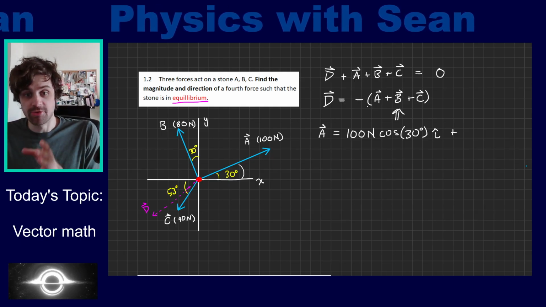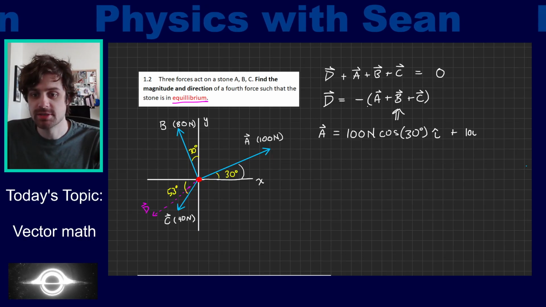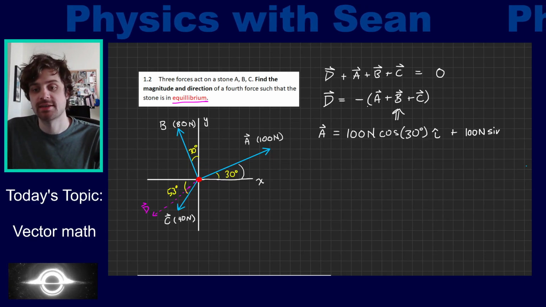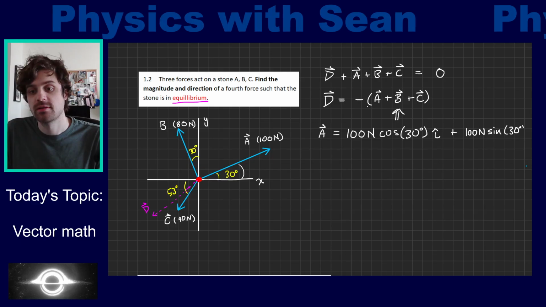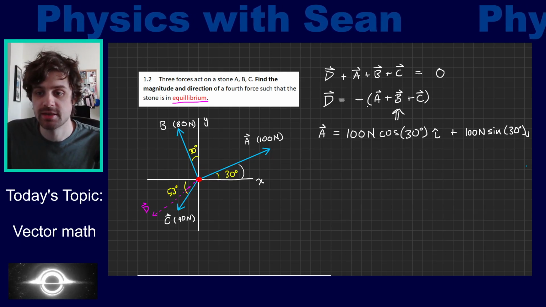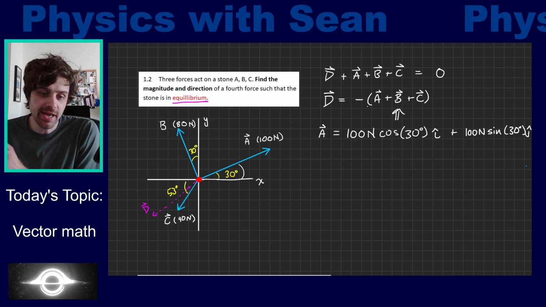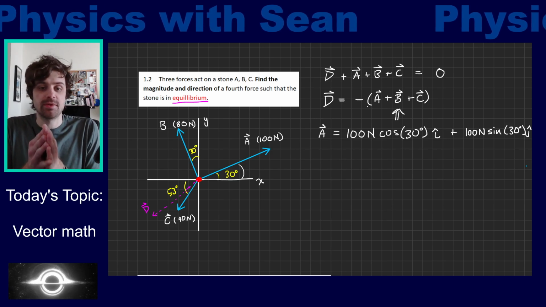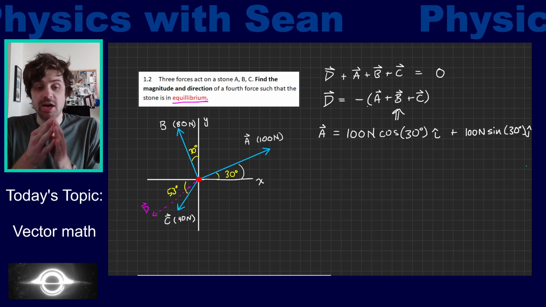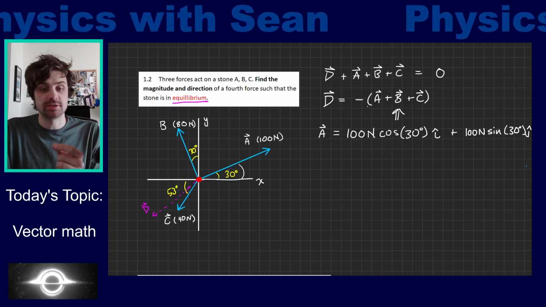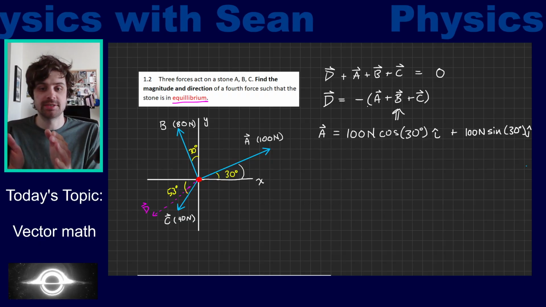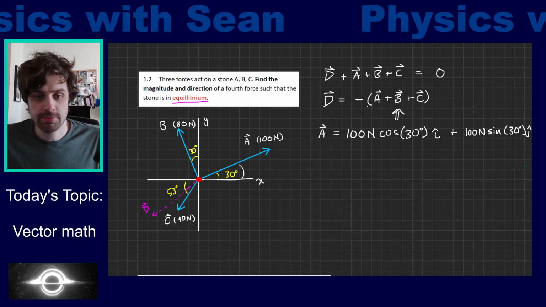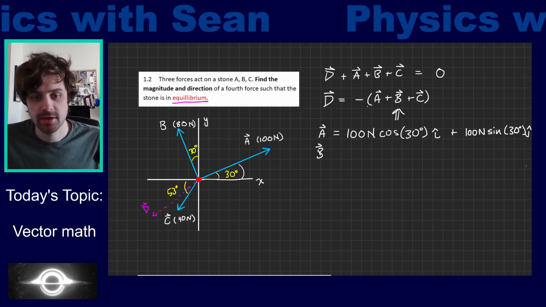Now I want to look at the vertical component, which is very similar. It's the same idea, the magnitude of the force times, in this case, sine of 30 degrees in the J hat direction. So I hat is side to side, J hat is up and down. What we've done here is take this vector A, which is 100 newtons in magnitude on its own, and split it up into its horizontal piece and its vertical piece. We're going to do the same thing with vector B.